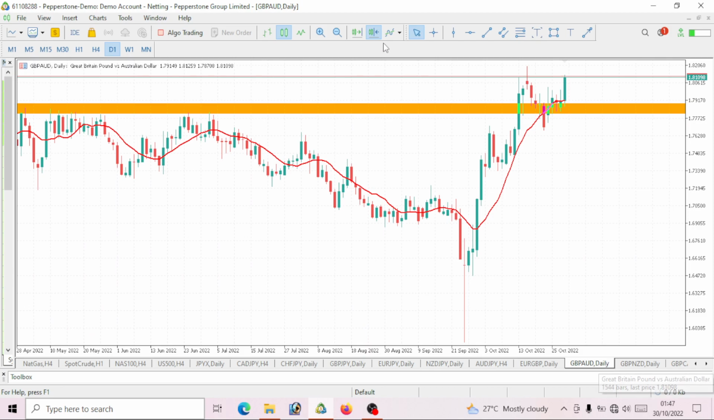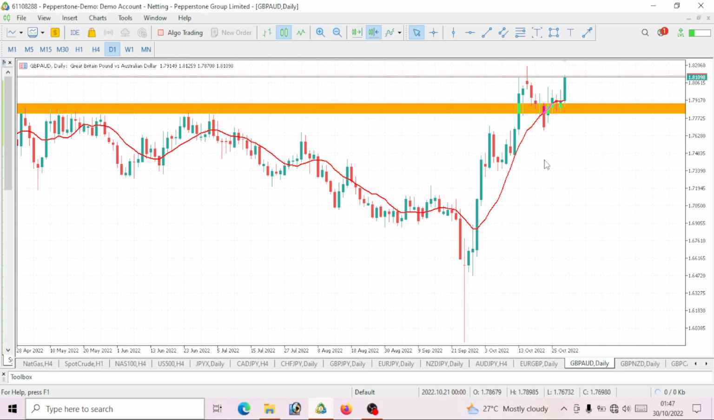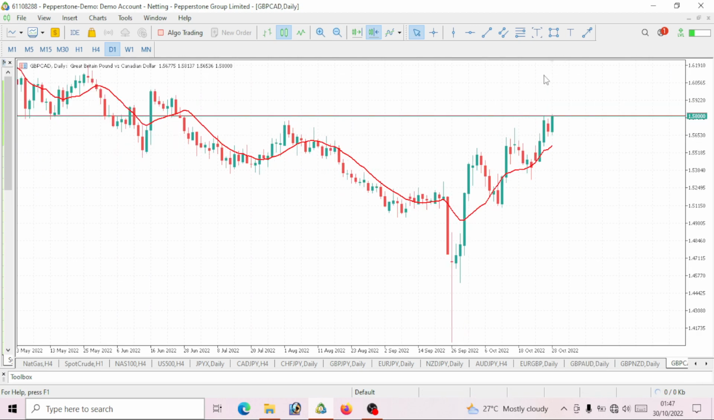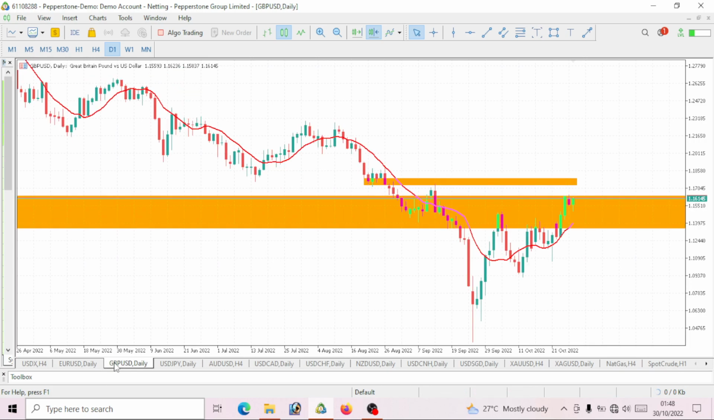We would want to take a look at other correlation pairs like GBP AUD. You will see that this movement is also on a bullish move, right? If you take a look at this GBP CAD, you will see that it's also on a bullish move. I've also done analysis on these GBP pairs. You can check and watch it, right? So when you look at these GBP pairs, you see that the correlation is saying that this GBP is actually bullish. So that is an indication that our GBP USD is also on a bullish move.